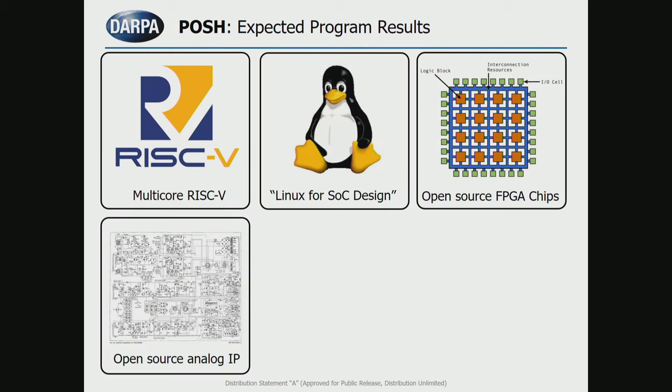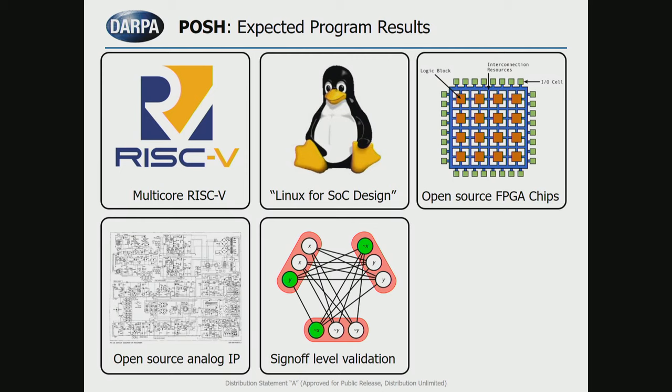So if you imagine ISSCC, every year there's hundreds of papers being published, but nobody ever publishes source code to make sure that the paper can actually be reproduced, right? So this is our way of pushing the field forward.